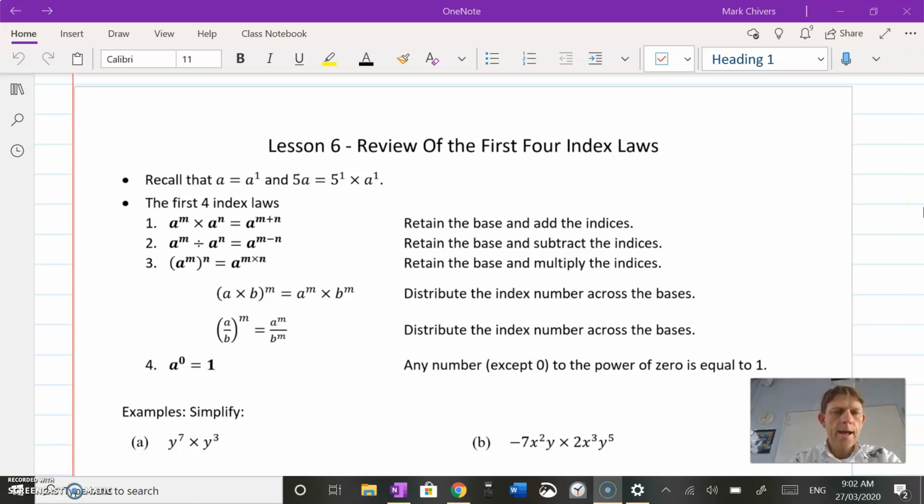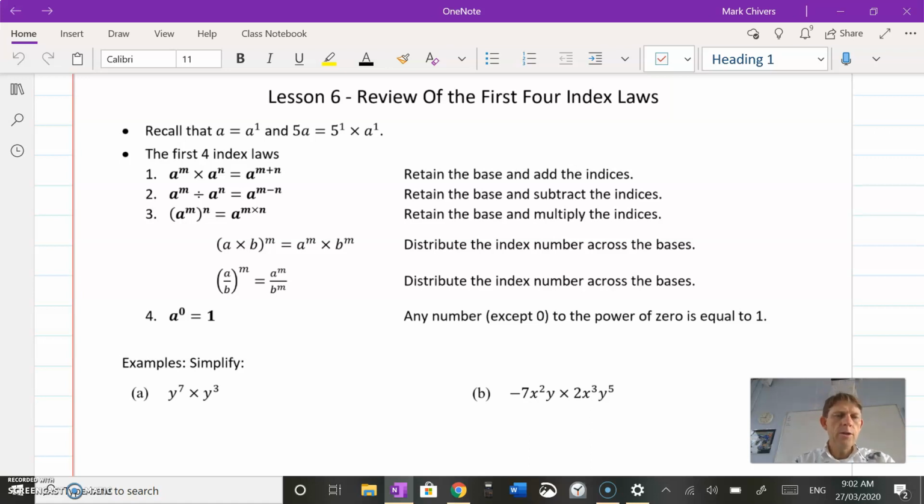G'day Year 10. Obviously, as we've been working our way through this topic, lessons 1 through 5 have been on Surds, which is newer stuff, and there's some complicated stuff we've had to do in there. But we get a lesson here where we should feel fairly comfortable with this material. We've probably seen most of it before. In fact, in this lesson, you should have seen all of it before. So today is on the first 4 index laws. So there they are, all there.